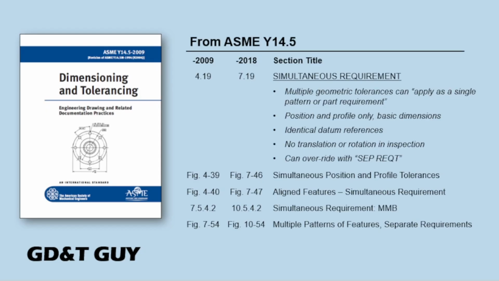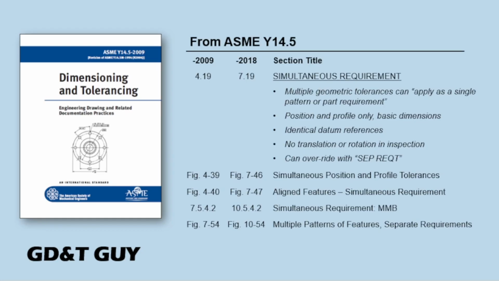This figure 4-39, which is 7-46 in the 2018 standard, is going to be really important to me in a few minutes on this video, okay? Because it shows how features controlled by profile callouts are also brought into simultaneous requirements, along with the features that are controlled by position. Figure 4-40 is going to be relevant even sooner. We'll get to that too.